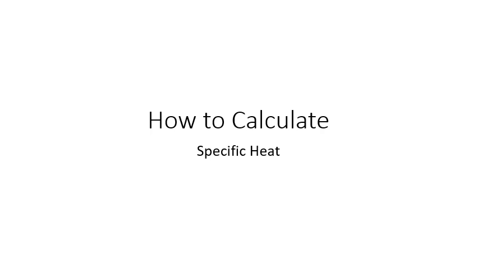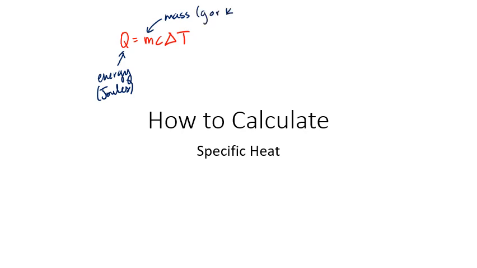In this video, we're going to talk about how to calculate specific heat. The formula for specific heat is Q equals mc delta T. Here, Q equals energy, and we do energy in joules. M equals mass, and in this case, mass can be in grams or kilograms. It can be in either one. It depends on what our constant looks like.